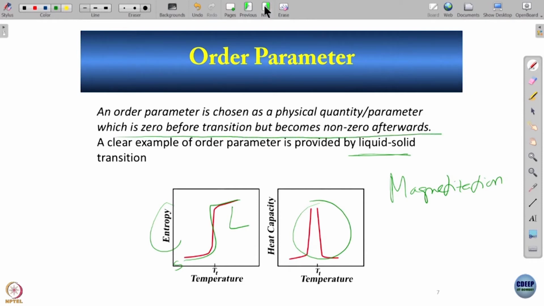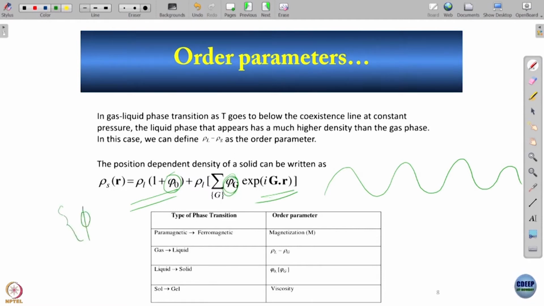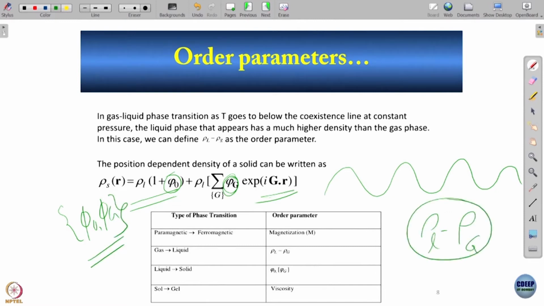In solids, we will have some more examples there. For example, if I show liquid-solid, there is a random system, then that becomes periodic. And periodic I can expand in reciprocal lattice vectors, you know, this is the expansion, and this is the fractional density change. These quantities are connected by an Euler factor, but these are the order parameters. So, in this example, phi naught and phi g are the order parameters. Then in the gas-liquid transition, it is rho liquid minus rho gas that is the order parameter. In the magnetic to ferromagnetic transition, magnetization is the order parameter. Gas-liquid is the difference. Liquid-solid, phi naught and phi g are the order parameters. In sol-gel, viscosity is the order parameter. So, it is a quantity which is 0 before the transition and becomes non-zero after the transition.